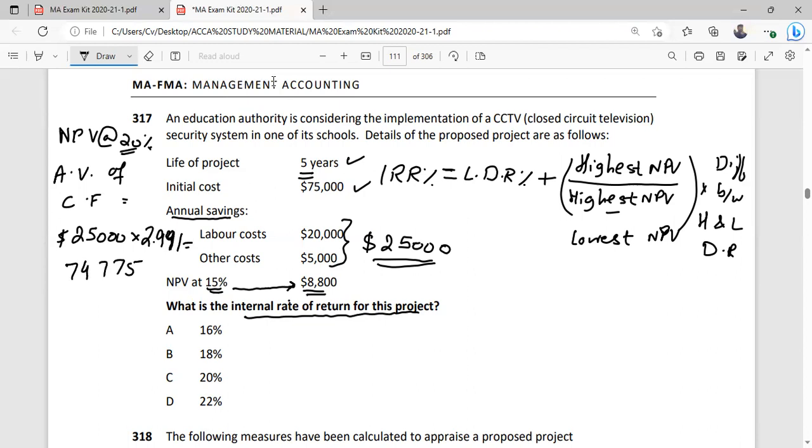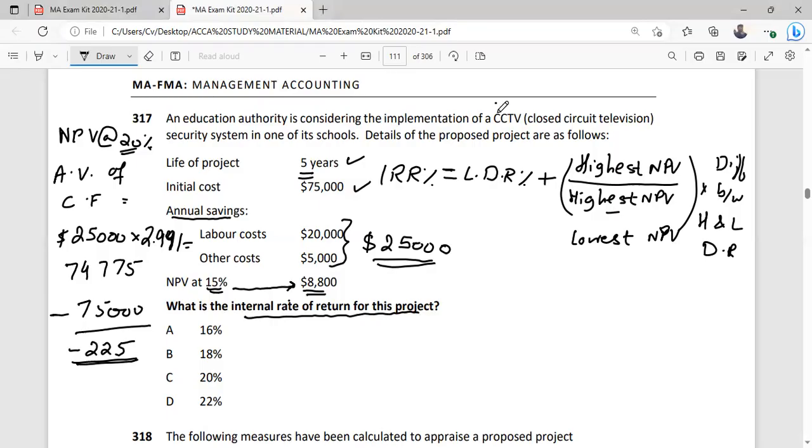74,775 minus initial investment of 75,000. So I have a negative NPV of 225,000. One of the students asked a question: why did I choose 20% rather than 22%?